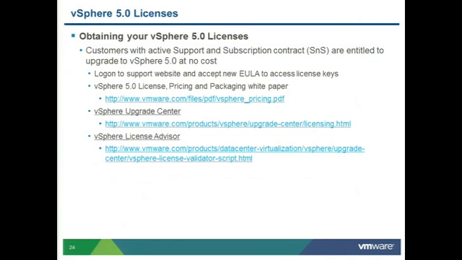Everybody who has an active support and subscription contract is entitled to a free upgrade to 5.0. The way you get that is you basically log on to whatever the website is where you manage your licenses, accept the new end user license agreement, and those licenses should be available for you. If they're not, get with your partner, get with your sales team, and work with the folks to make sure that happens. The links here, I'm told that you'll be able to download these slides after VMworld, so I put the links in there so that you can find more information about licensing and how to get those license keys.